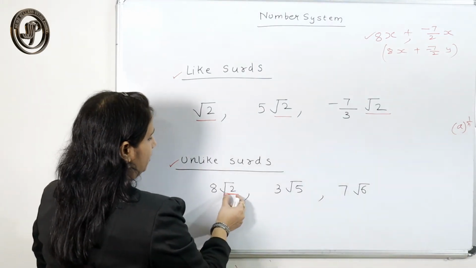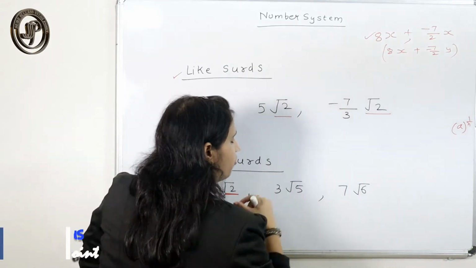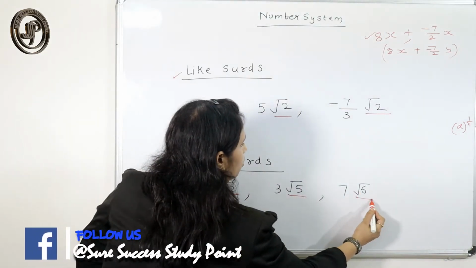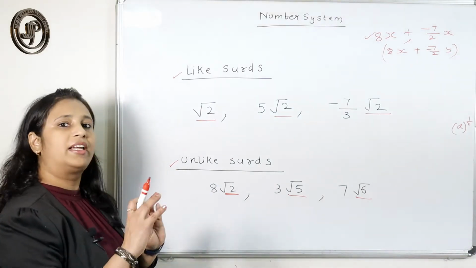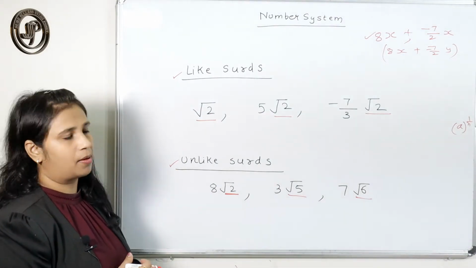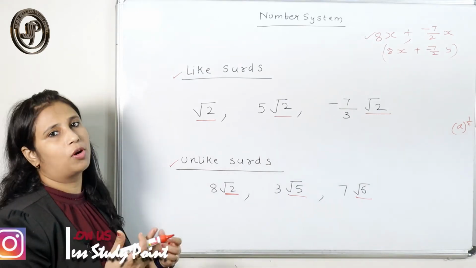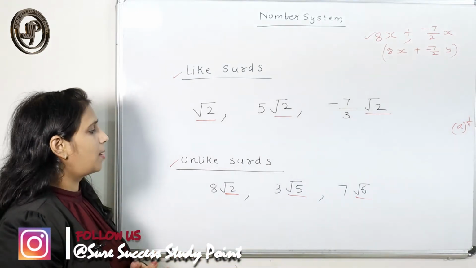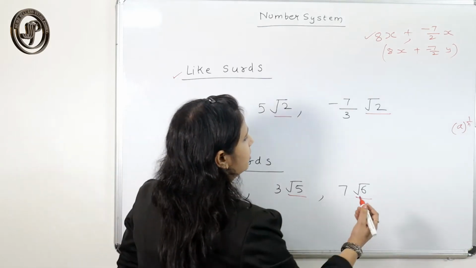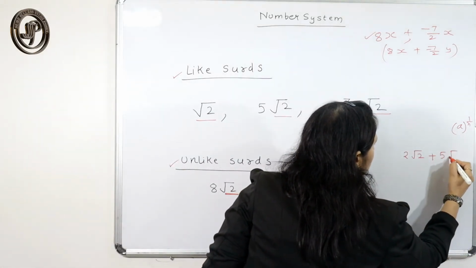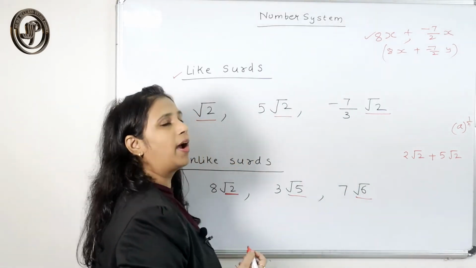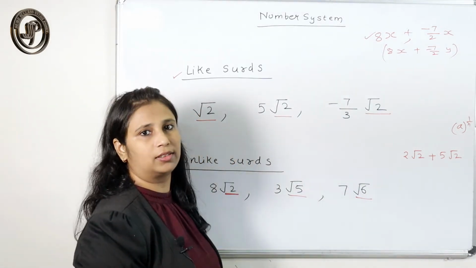But if a raised to power n is different, then these are called unlike surds. Like surds we can add and subtract together, but unlike surds cannot be added or subtracted. If I just tell you 2 root 2 plus 5 root 2, you first find whether they are like surds or not.